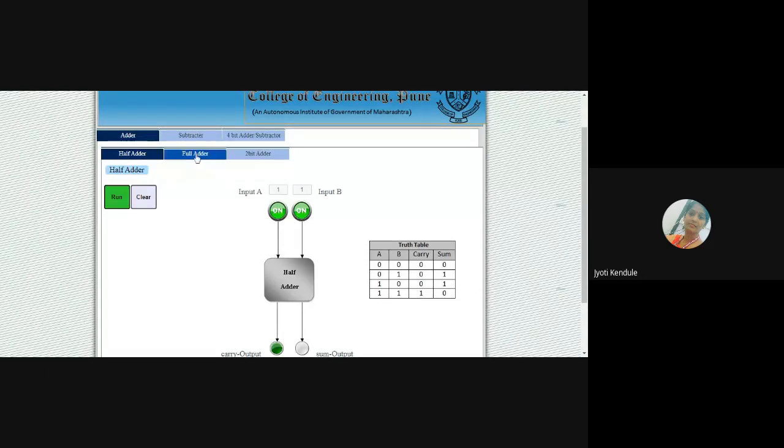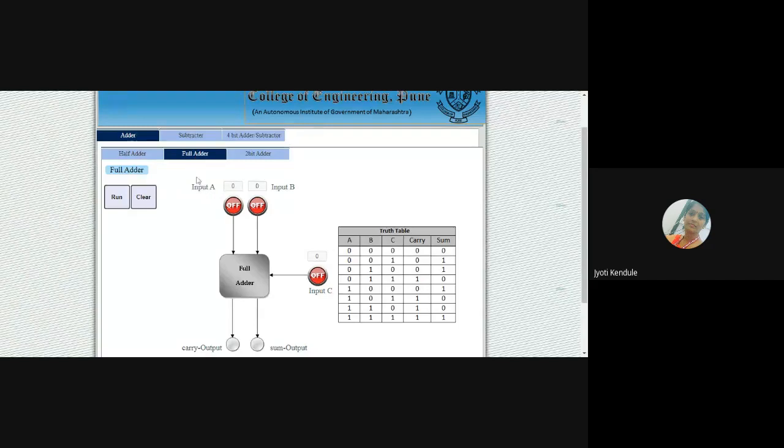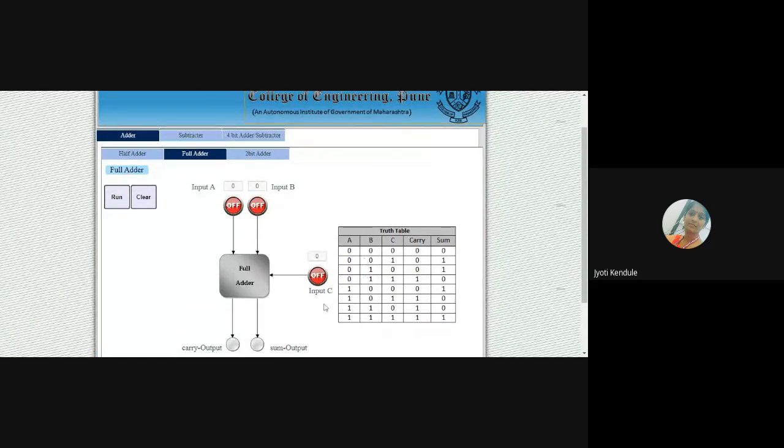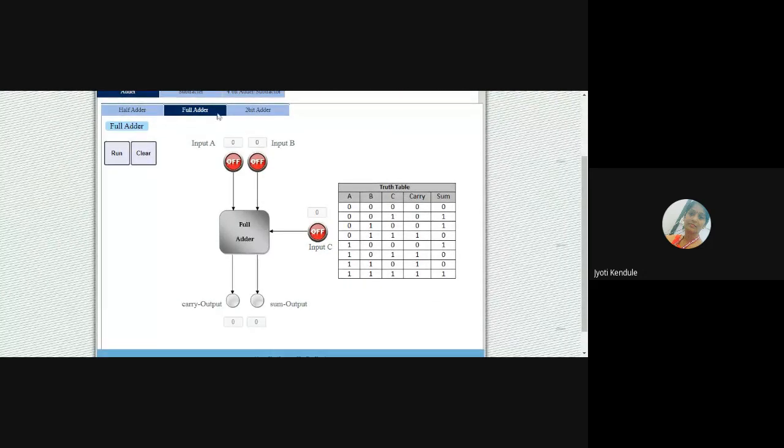See this next, full adder. Full adder, here it is. See the diagram. Full adder, two inputs are there, input A, input B, and input C is there. C we are generally considering as the carry from the earlier combinational circuit. Then you can consider any combination and find out the output for this full adder. Here first we'll consider A, B 0 and carry 1.